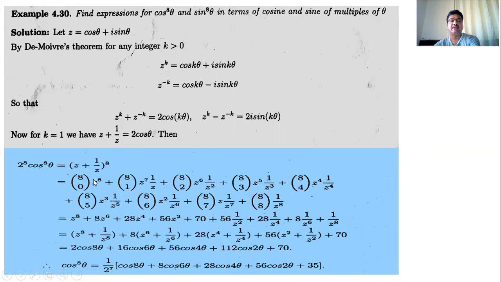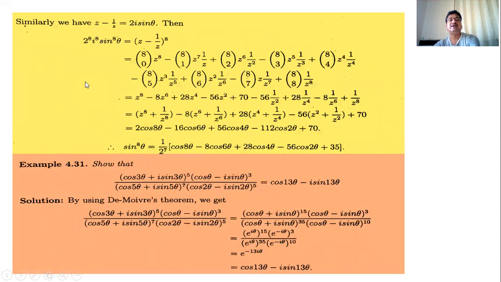And then z raised to 8. First term is z raised to 8, z raised to 7, z raised to 6, z raised to 5, z raised to 4, z raised to 3, z square, z, and then the 1 by z starting from 0 power. Then 1, 2, 3, 4, 5, 6, 7, 8. Then collect the terms, first and last, second and second last, and substitute the values of this bracket. Similarly, the second equation, z minus 1 by z is 2i sin theta. Take the 8th power, and we have this term with plus minus. The only change is the plus minus term.